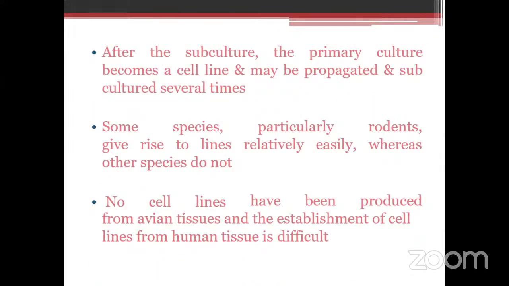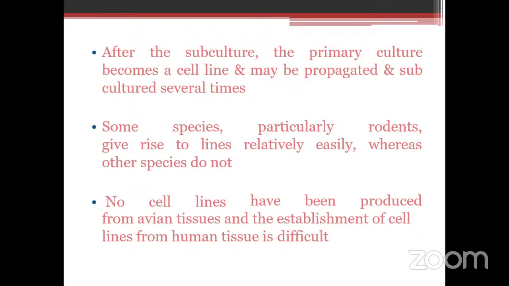After the subculture, the primary culture becomes a cell line and may be propagated and subcultured several times. I told you, from receiving the explant, the source tissue, till the first subculturing, the cells are called primary cell cultures. Once we do subculturing, they become a cell line and can be propagated and subcultured any number of times.